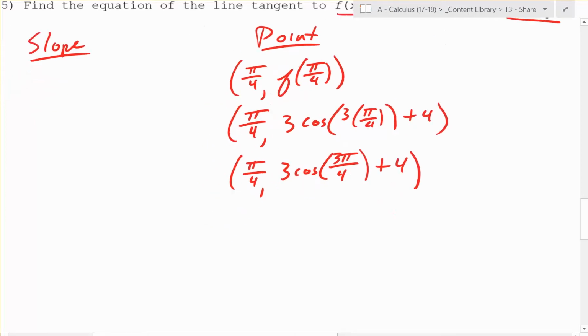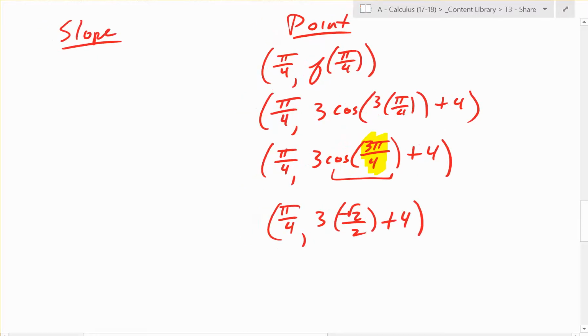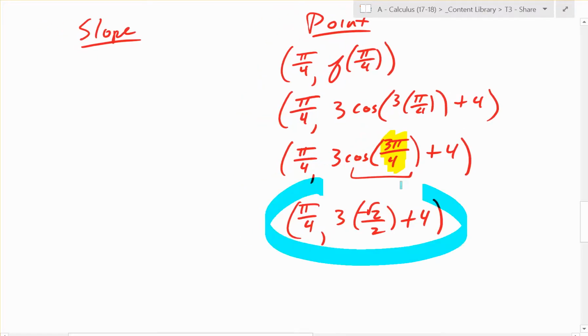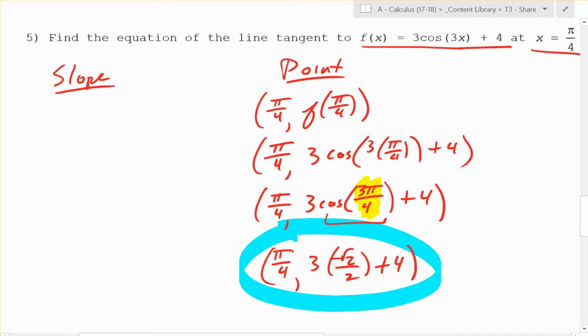Look at that right there. You need to remember what the cosine of 3 pi over 4 is. And that is going to be negative root 2 over 2. So you have pi over 4, comma, 3 times negative root 2 over 2, plus 4. So there's your point. We just found the point. Now we need to find the slope at that point, at that specific x value.